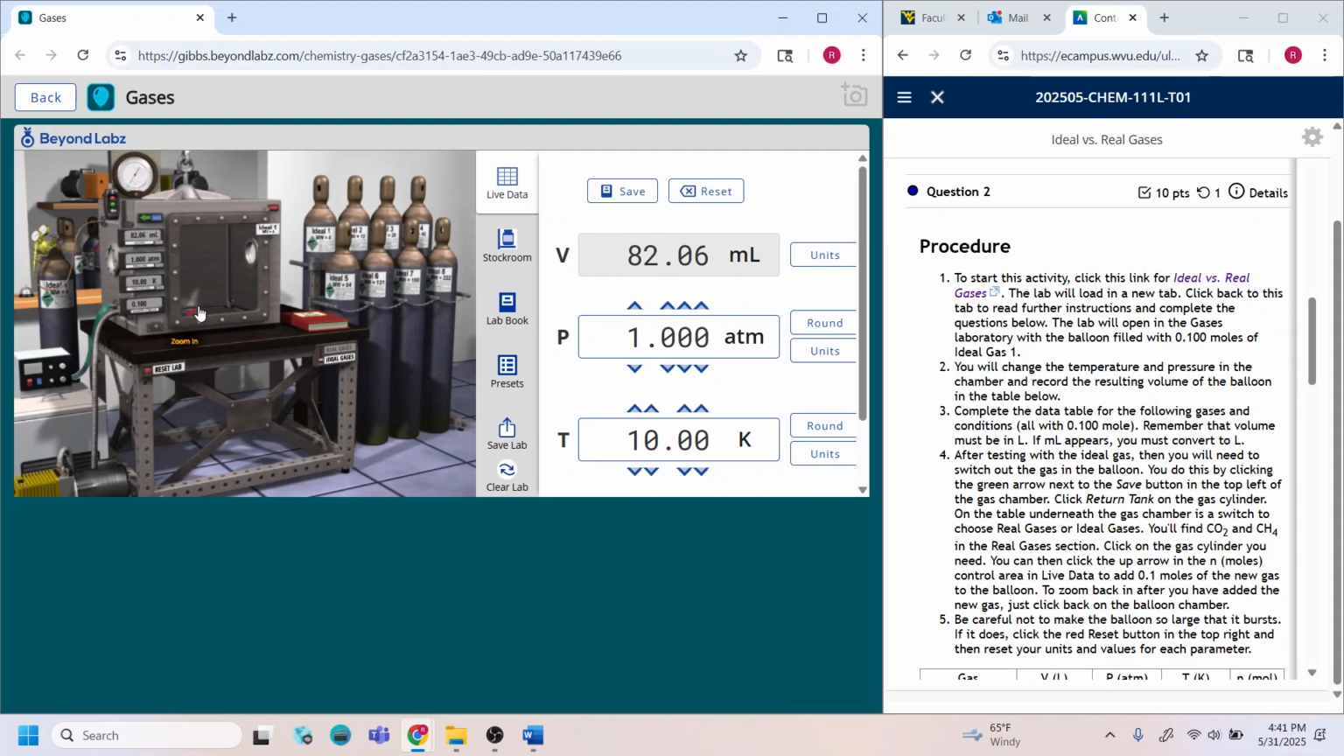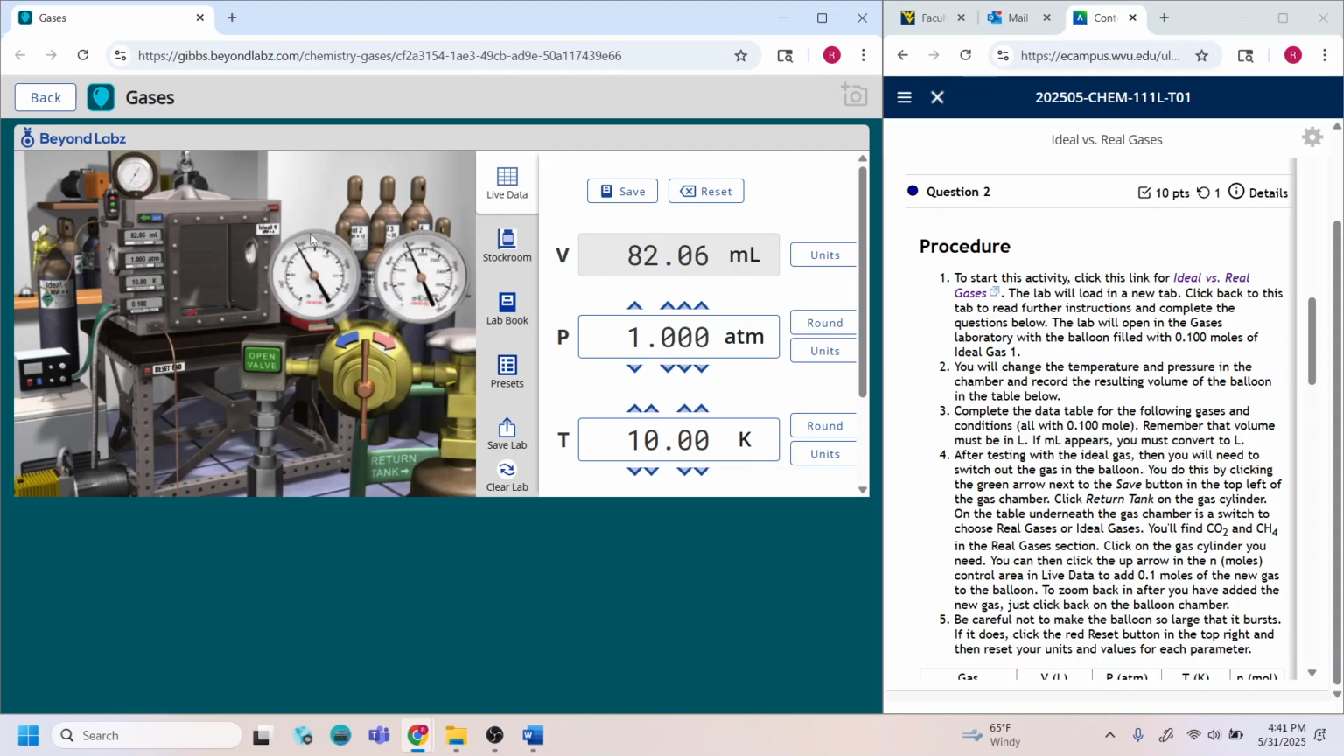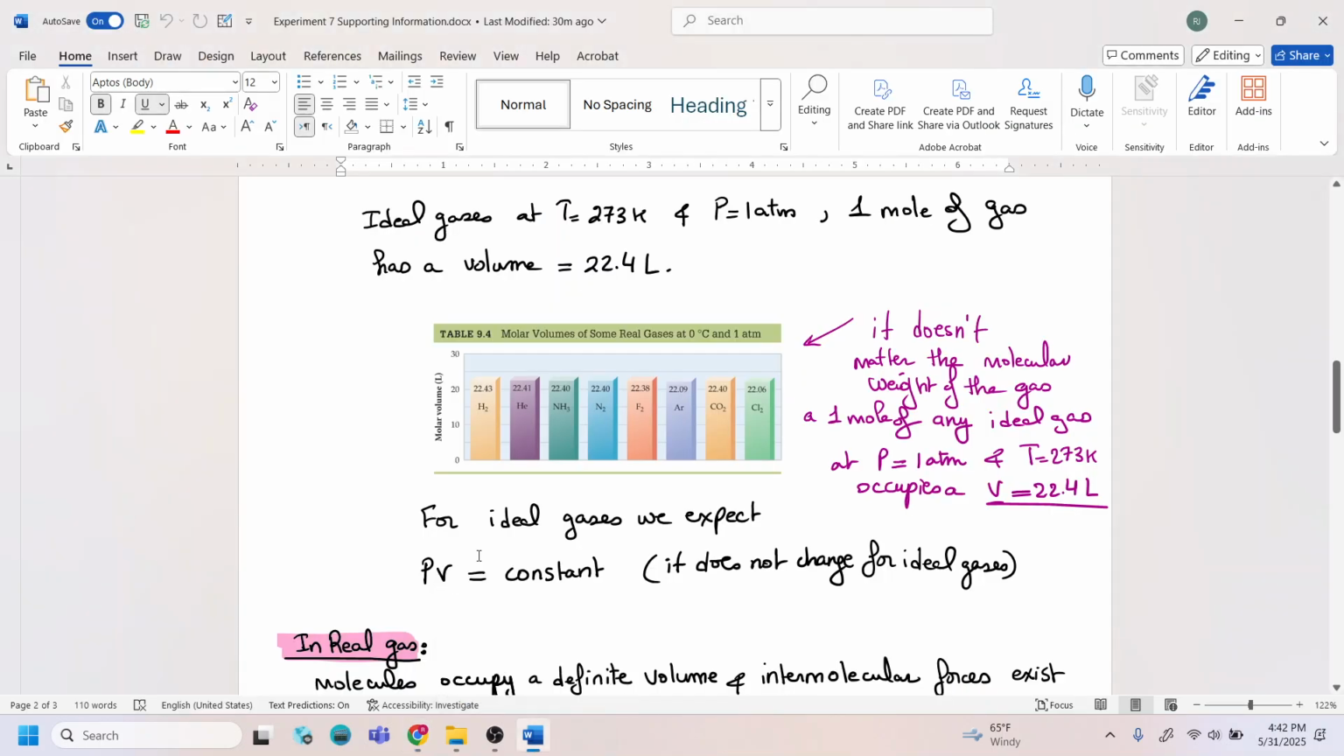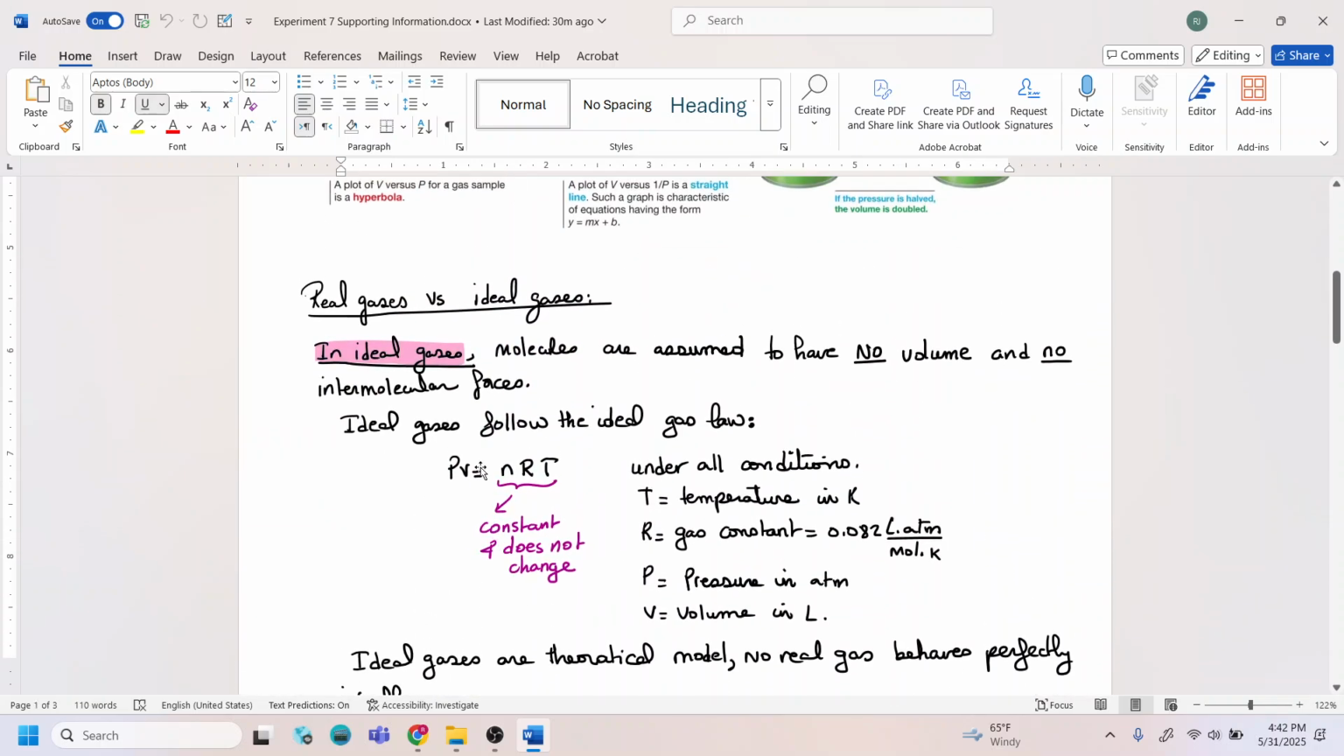So, okay, we're going to start with ideal gas 1. Let's make sure it's ideal gas 1. So this is going to be my ideal gas 1. The number of moles is 0.1, as it's stating in there. You will change the temperature and the pressure. So now we're going to vary the temperature and vary the pressure. Since we're working with ideal gases, ideal gases go by the formula PV equals nRT.